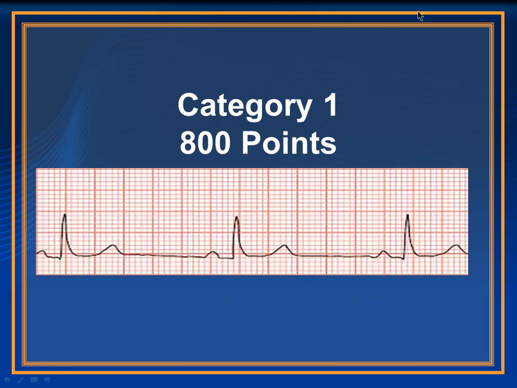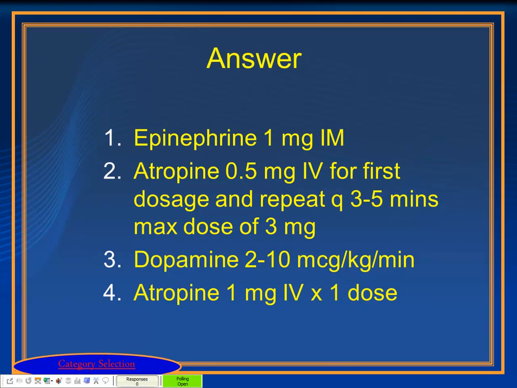1-800. What's the primary treatment for this? Y'all should all know this. That shouldn't be a problem. That's correct. Atropine 0.5 milligrams IV for the first dosage and repeat every 3 to 5 minutes for a max dose of 3.